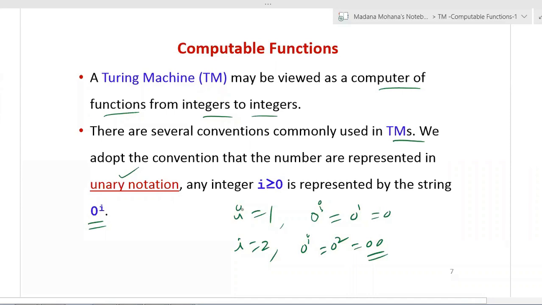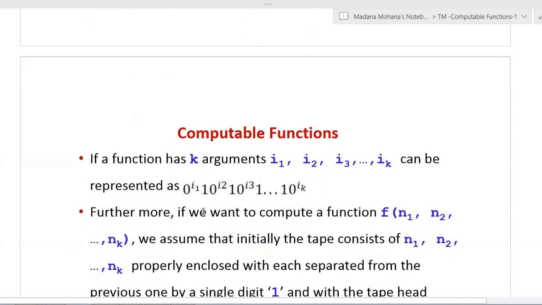If you have more than one string, suppose X and Y, the two strings are separated by a digit 1. So this is represented as 0 power X, then 1, then 0 power Y. This is stored on the Turing tape initially. Then finally, after the construction of the Turing machine, the final configuration contains the result of the function stored on the tape, and then the Turing machine halts. That is the concept of constructing a Turing machine for computable functions.